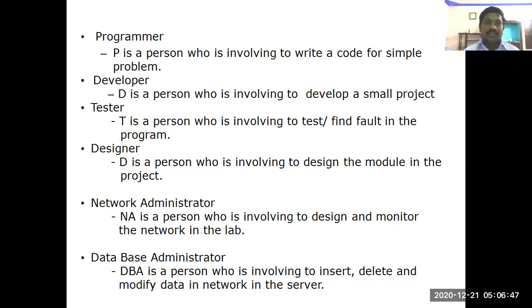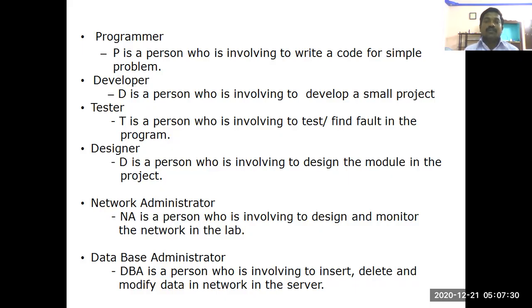A developer is a person who is involved in developing a small project. A tester is a person who tests and finds faults in the program or in the product. A designer is a person who designs the model in the project. The network administrator is a person who designs and monitors the network at the local level. A database administrator is a person who inserts, deletes, and modifies data in the server. These are the basic concepts.